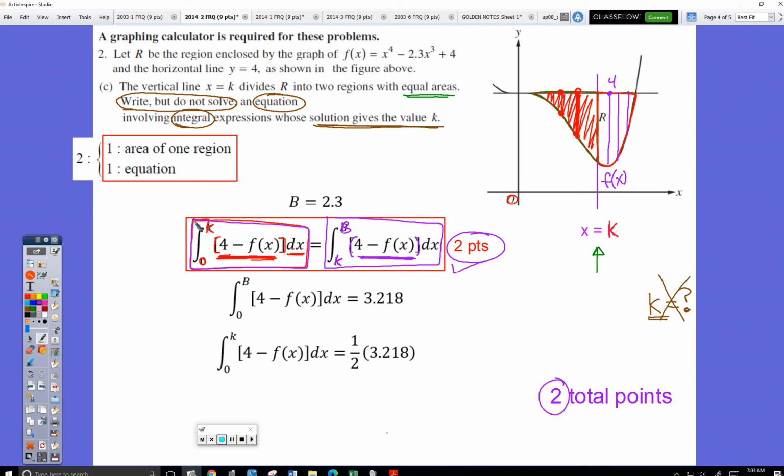This was another way of solving the problem, was to find the entire area and then set up an integral that's equal to half of that. That's valid. That would be 2 points as well. So that's another way of getting the 2 points.